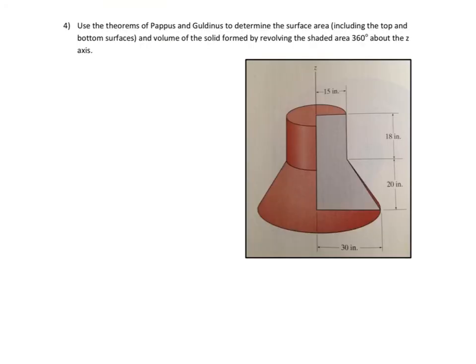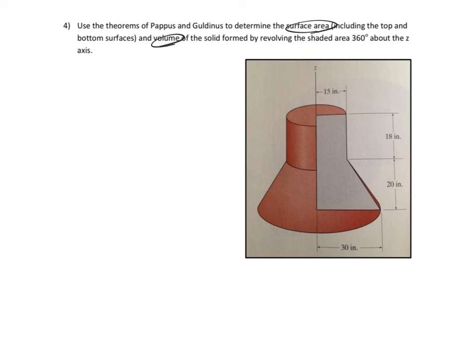All right, so this problem is using the theorems of Pappus and Guldinus to determine the surface area, including top and bottom surfaces, and the volume. So I need to find the surface area and the volume of the solid formed by revolving the shaded area 360 degrees about the z-axis.